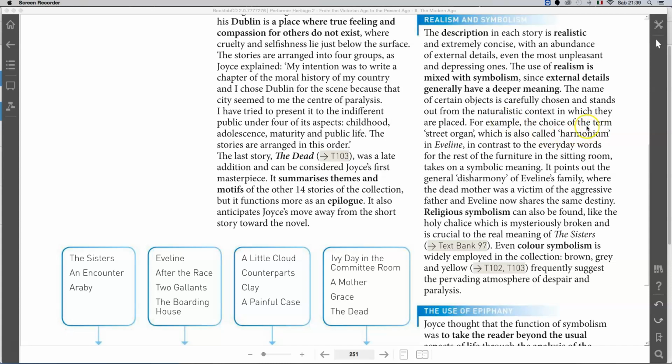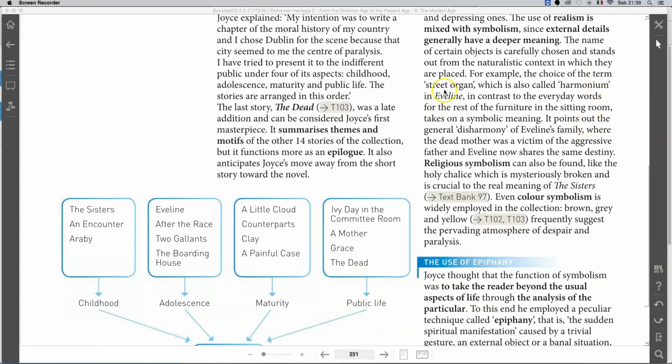For example, the choice of the term street organ, which is also called harmonium, in the short story Evelyn. This word is in contrast with the everyday words for the rest of the furniture in this sitting room. And this word, the street organ, takes a symbolic meaning.